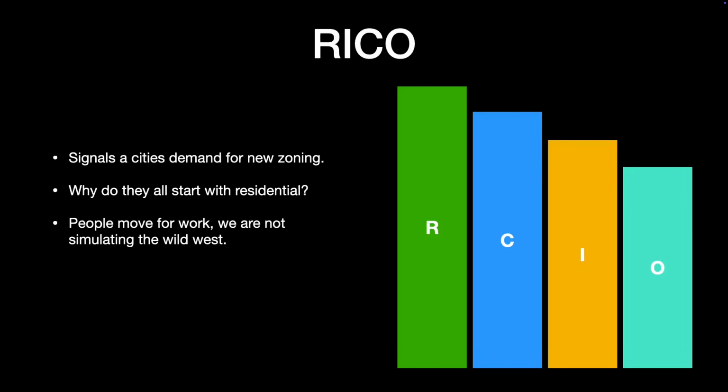People will actually move towards companies and for business traditionally. We're not simulating the wild, wild west where people went out into the west with nothing to build their own house and then to build a town around it. In the modern world, it's more about people move for the job traditionally. And I believe that citywide RICO, or residential commercial needs, are very restricting.